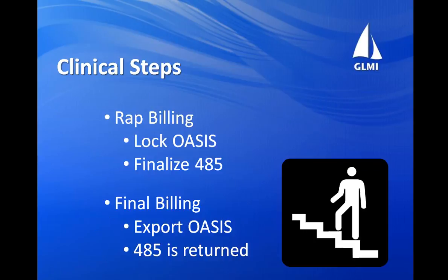To simplify the most important factors that need to be completed within clinical in order to bill, I would like to show you 4 different steps that will need to be taken. First, prior to RAP billing, your OASIS must be locked and the 485 must be finalized. Then, prior to final billing, that OASIS assessment must be exported and your 485 must be returned.